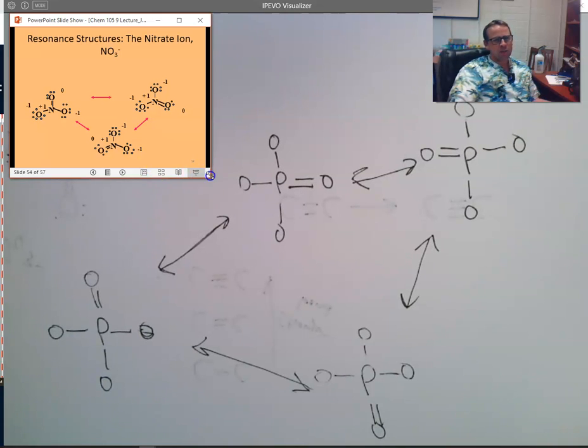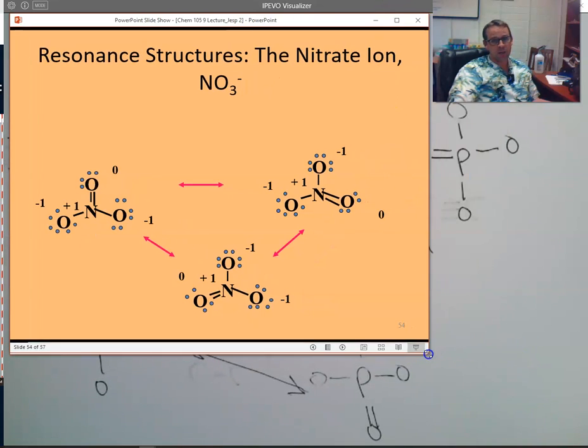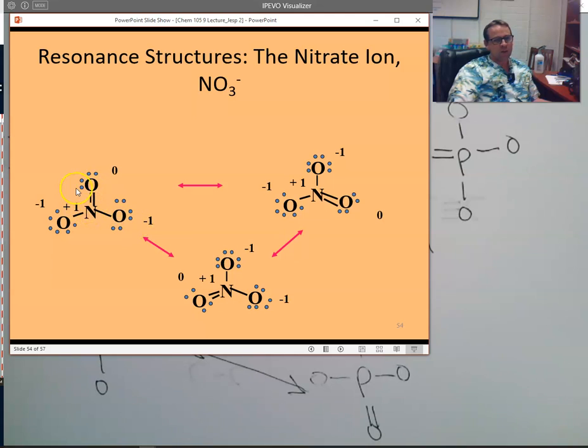So if we were asked to draw 3 different resonance structures, or the different resonance structures for the nitrate ion here, you would see how the double bond could either be here on this oxygen, or over here on this oxygen, or over there on that oxygen.